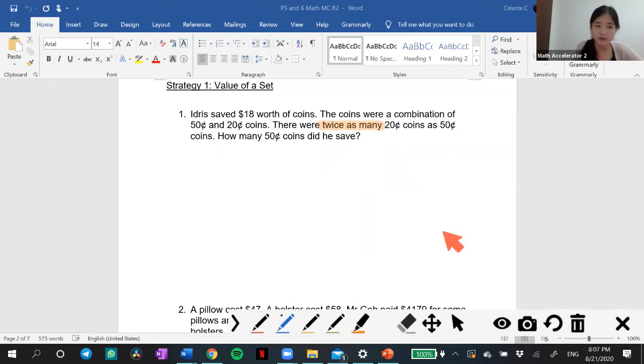Now you don't have to be on your camera, it's up to you. Most importantly, you can see me and you can see the screen.